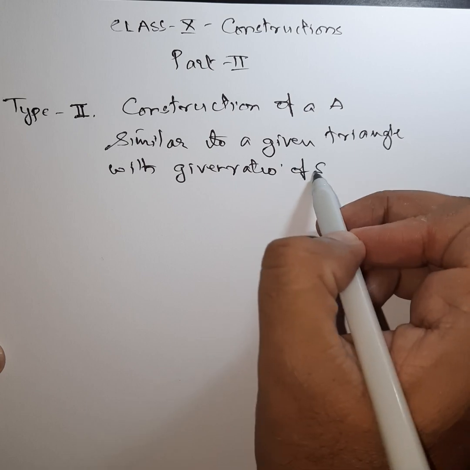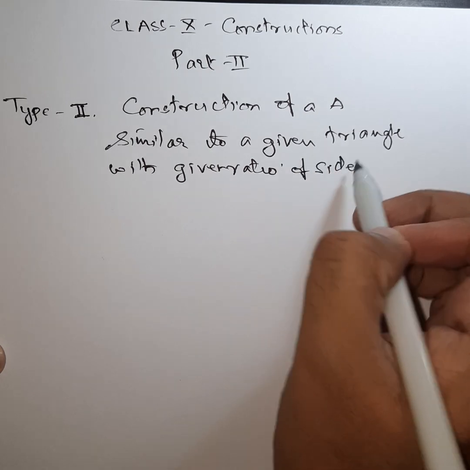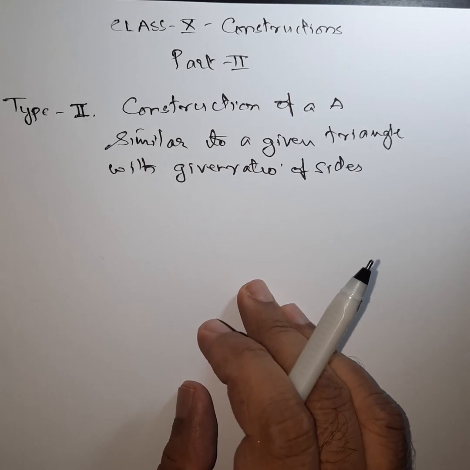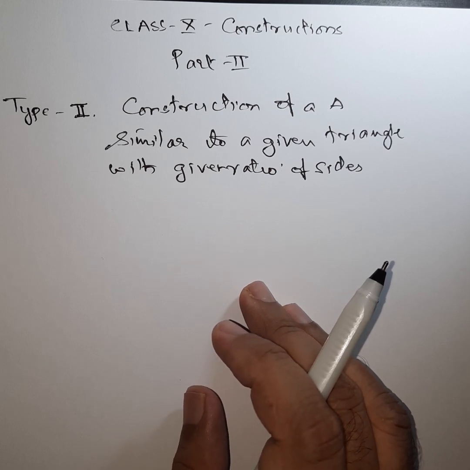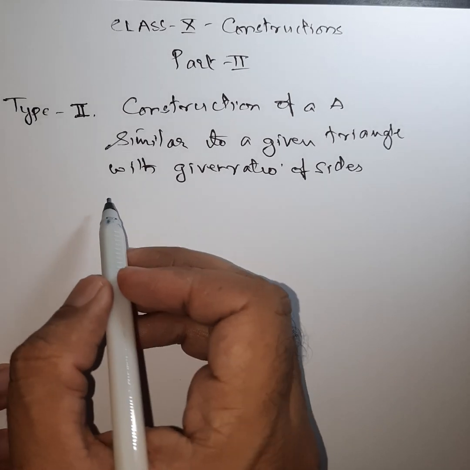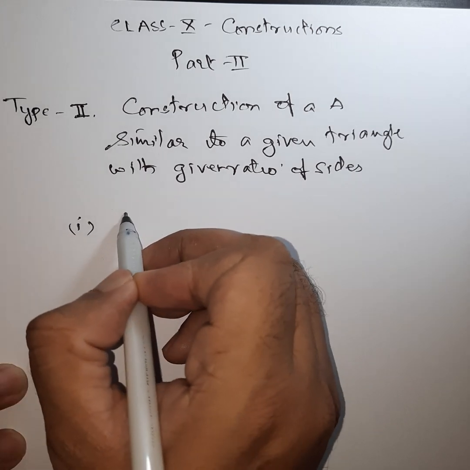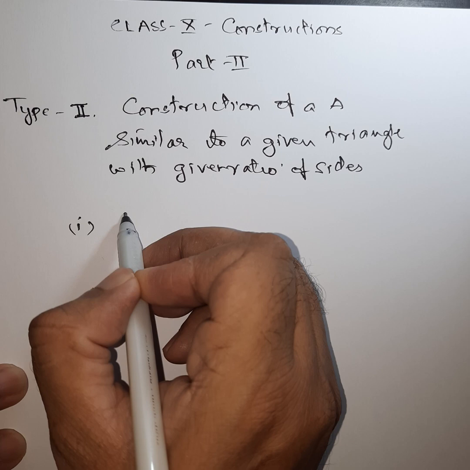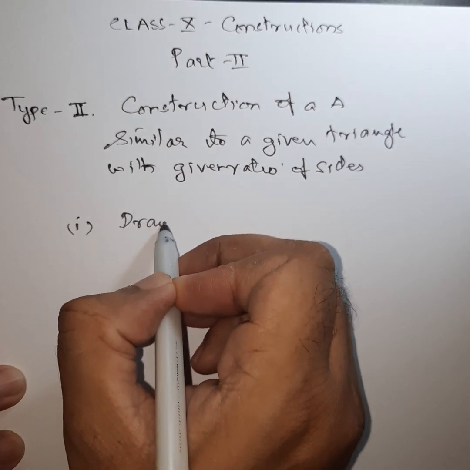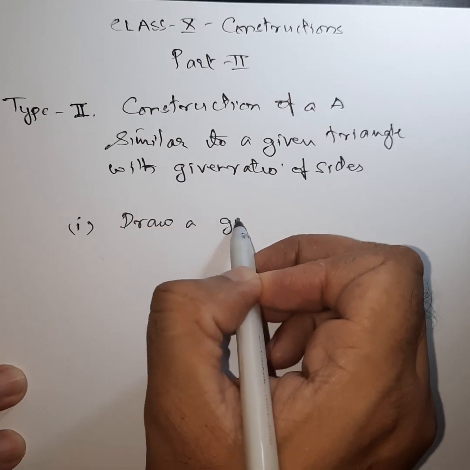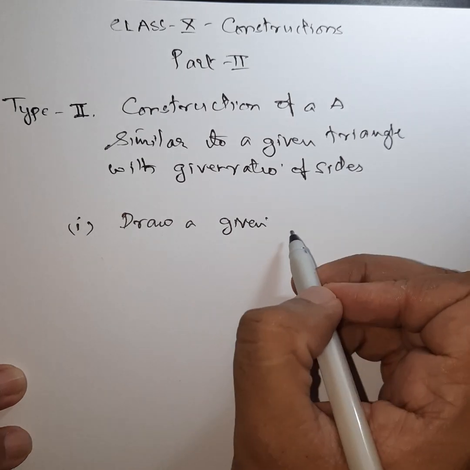So in these types of questions, first you will be given a triangle. So first step will be a triangle will be given. We have to draw a given triangle. So for drawing this given triangle, just remember these.